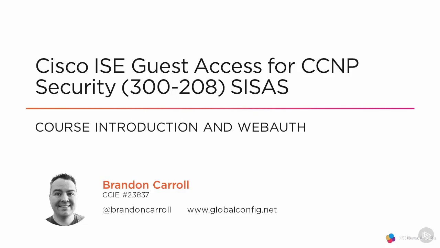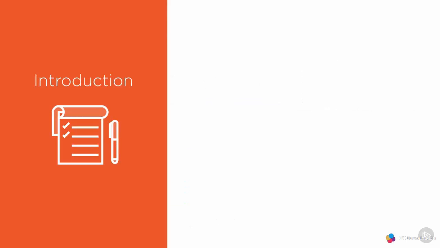Well, hi there everyone, and welcome to Cisco ISE Guest Access for CCNP Security 300-208 SISAS. My name is Brandon Carroll, CCIE number 23837, and this is your course introduction, and we're also going to get into web authentication. Let's take a look at the high-level list of topics that we're going to discuss as we progress through this course.